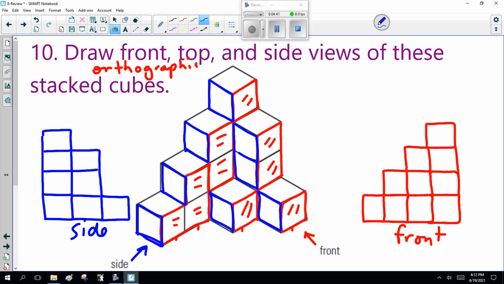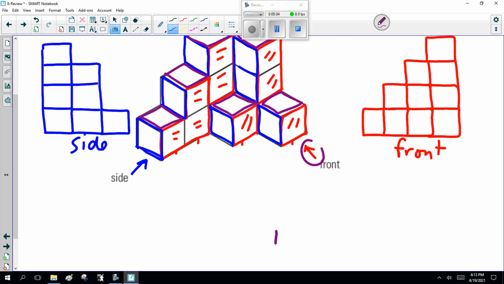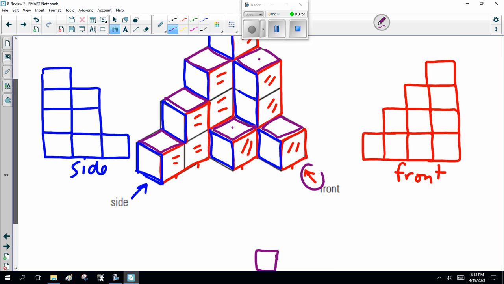Now, we haven't done the top yet. The top is here. Actually, my apologies, if this is the front, it should be going from this way. So from the block here. Then we have one more block. So one straight up, and one to the side. And one, two, three, four going back. So it's kind of like this. This is the top.